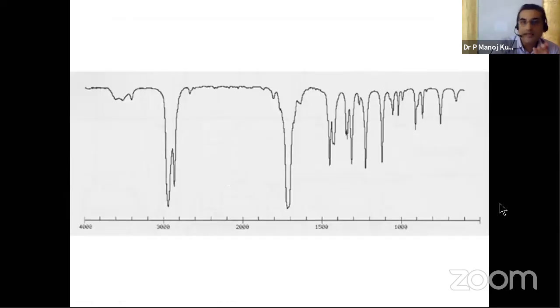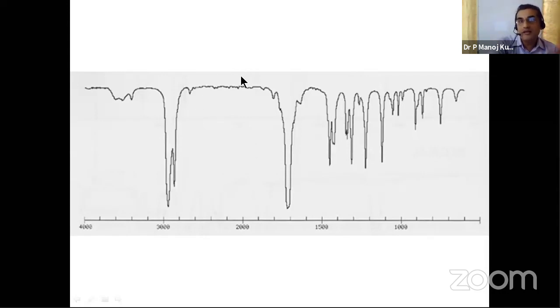So here I am applying that particular concept. In the first zone, you can see there are no peaks. In the second zone, you can see peaks below 3000. It tells me that it contains an alkylic portion, that is, saturated CH3, CH2, CH groups can be there. Sometimes it can be alicyclic also, alkylic or alicyclic.